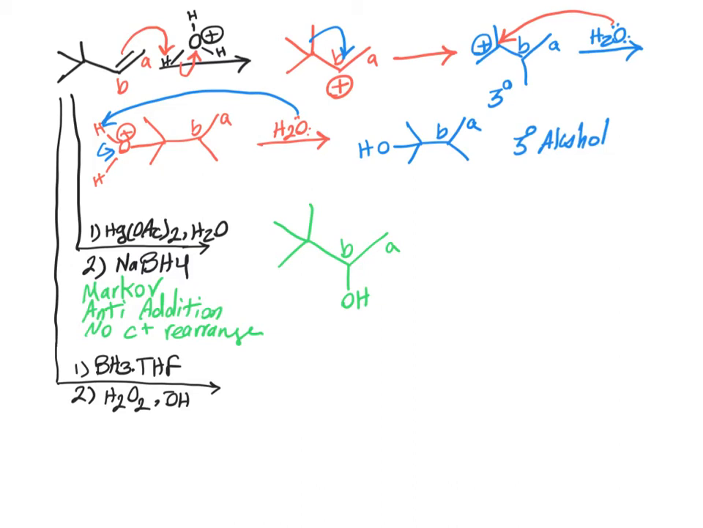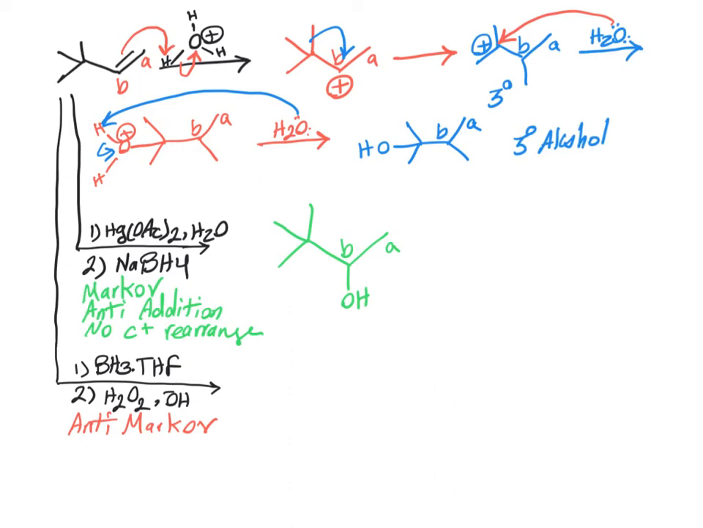And the last reaction is hydroboration oxidation. We know that this reaction is anti-Markovnikov addition, which means that hydrogen adds to the sp2 carbon with fewer hydrogens, in this case carbon B. And the nucleophile will add to the sp2 carbon with more hydrogens. In this case, that's carbon A.